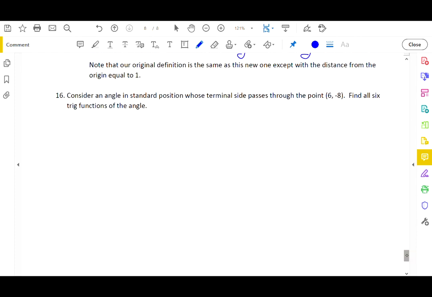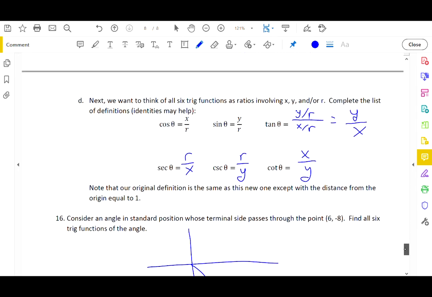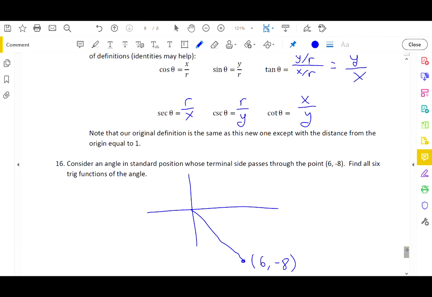So for problem 16, it says, consider an angle in standard position whose terminal side passes through the point 6, -8. That point is definitely not on the unit circle. Find all 6 trig functions of that angle. So use these definitions up here.